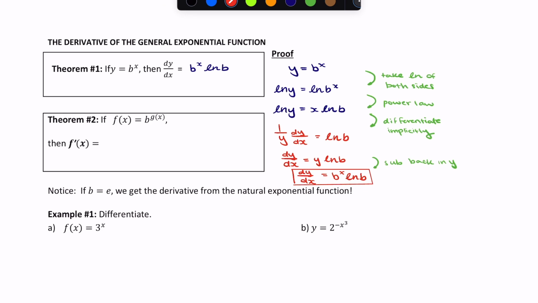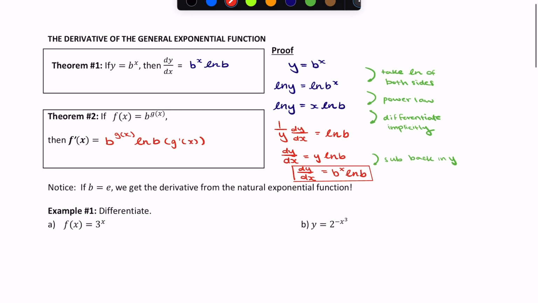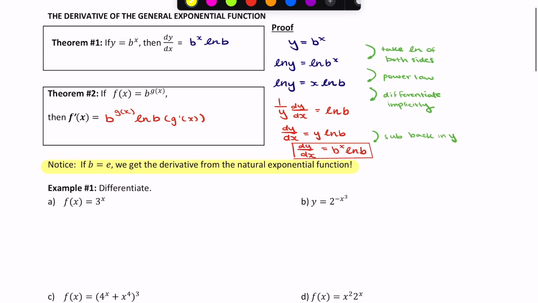Our second theorem here is that if f of x is equal to b to the power of g of x, then we'll get a similar thing here, except then we have to derive the inside, which would be the g of x. So here we get b to the power of g of x ln b, and then the derivative g prime of x. So here, notice if b is equal to e, we get the derivative from the natural exponential function.